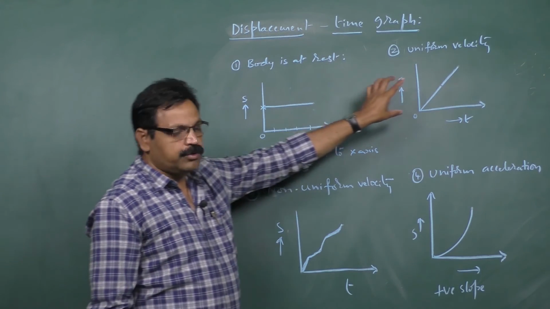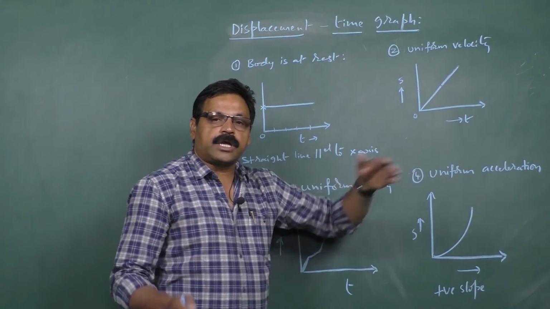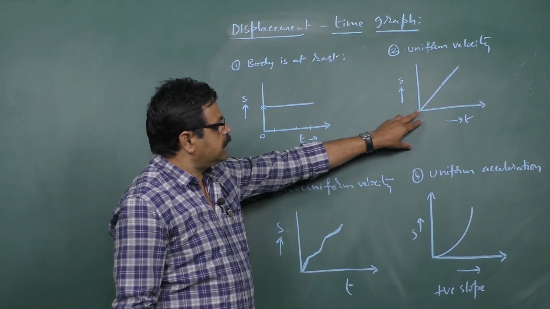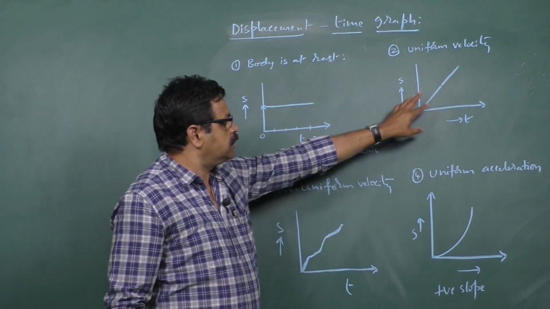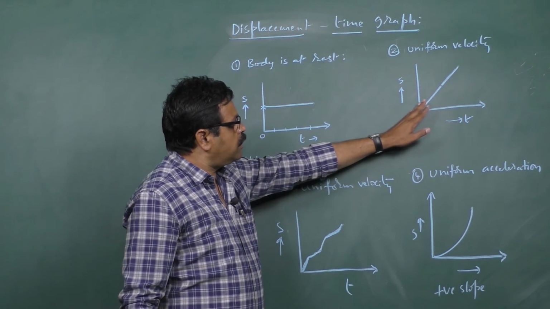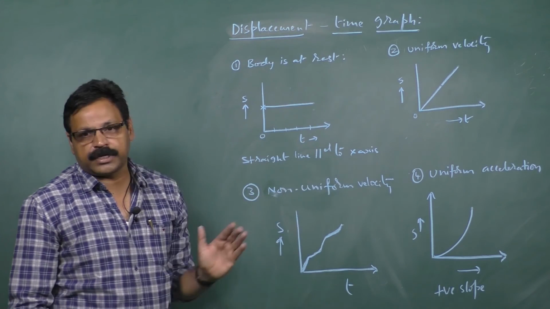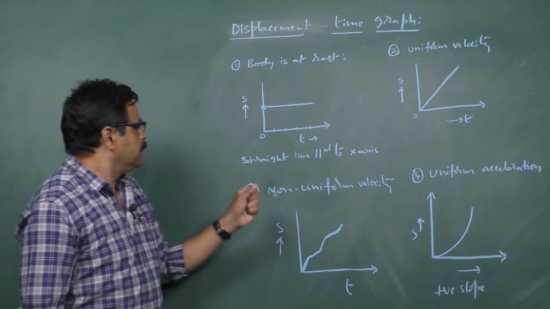In case of uniform velocity, as the time goes, it is covering equal displacements in equal intervals of time. That is the reason the graph is going to be a straight line passing through the origin. As the time goes on, it is gradually increasing. So the nature of the graph is going to be a straight line in case of uniform velocity.